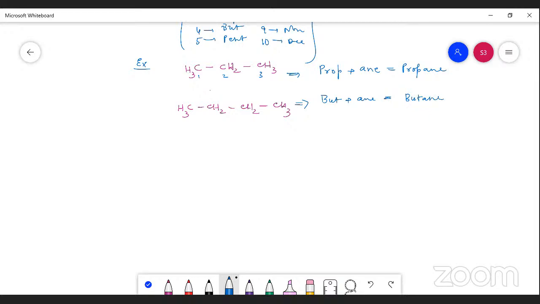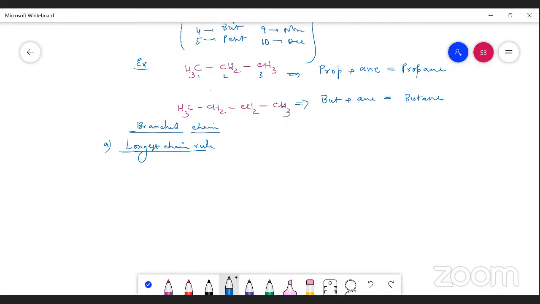It is very easy. Coming to the branched chain hydrocarbons. For the branched chain hydrocarbons, we have to follow some rules. So what are the rules we have to follow? The first rule is the longest chain rule. What is this longest chain rule?